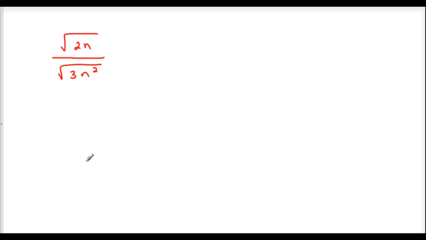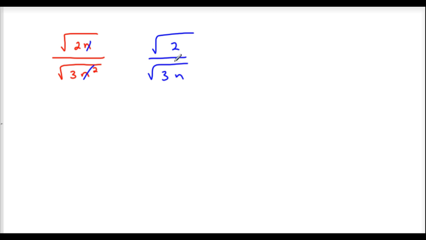All right, let's throw some variables in there. So we got radical 2n over radical 3n squared. Can I simplify 2 and 3? Can I simplify n and n squared? Yeah, so I'm going to rewrite this as radical 2 over radical 3n. Those will simplify. They're both underneath the radical. I can simplify both of them.